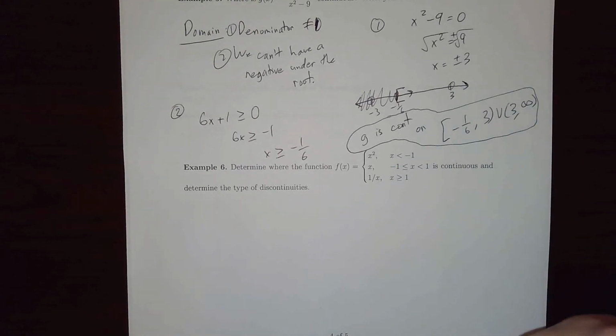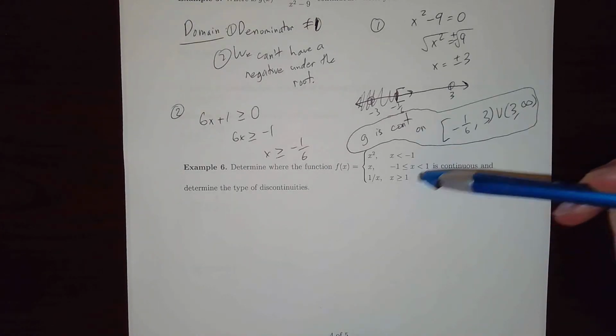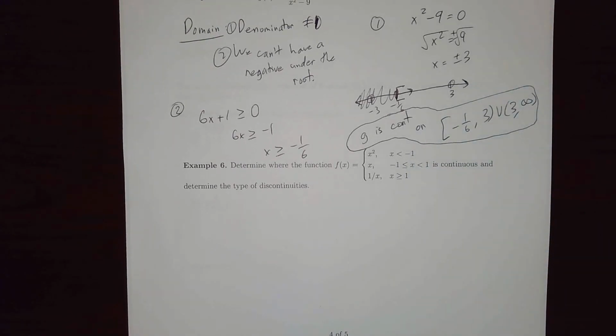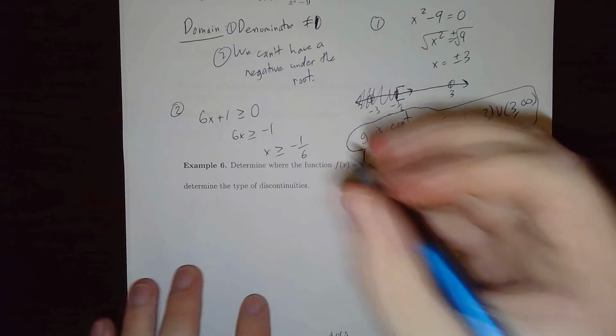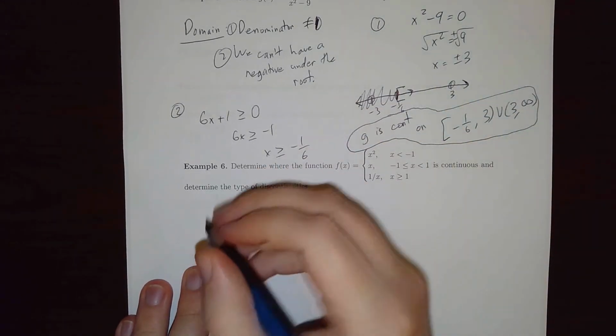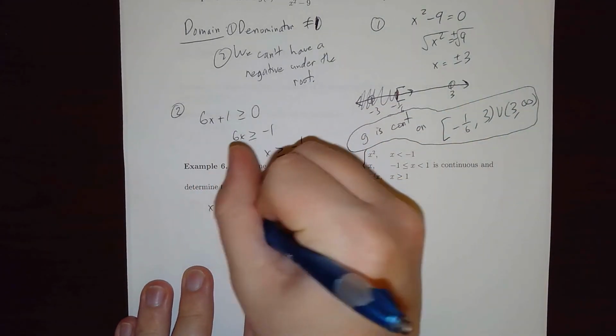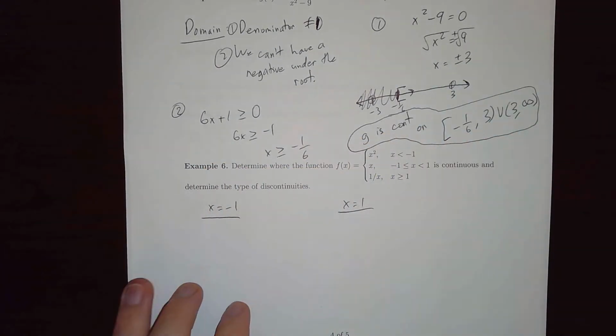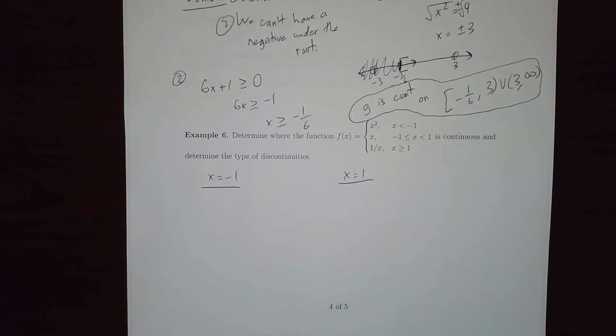This means that the only places we're going to have to worry about discontinuities are going to be where the different pieces match up. So we want to make sure that our limits on the left and right hand side match up to the function values. So since we're looking at x equals -1 and x equals 1, we'll want to make sure that we know what our function values are and our left and right hand limits.